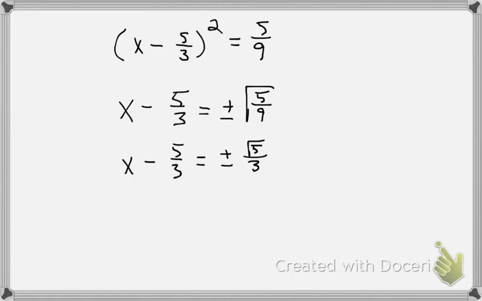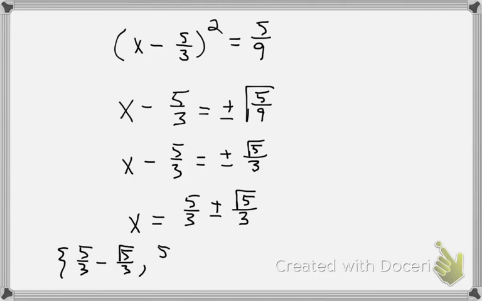And my last step, add the 5/3. So x equals 5/3 plus or minus square root of 5 over 3. They aren't like radicals, no matter how close they look, so you can't just squish them together. And I have two answers in my solution set. I have 5/3 minus square root of 5 over 3, and I have 5/3 plus square root of 5 over 3. Are these solutions real? Yes. These are real solutions, no imaginary unit. Are they rational? No, they're irrational, but they are real.